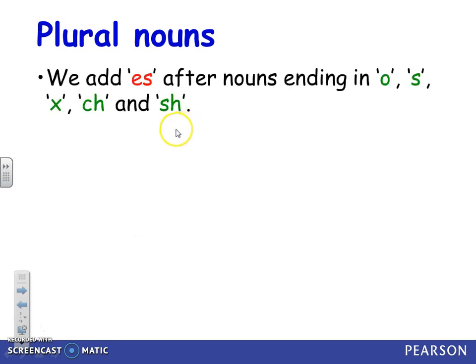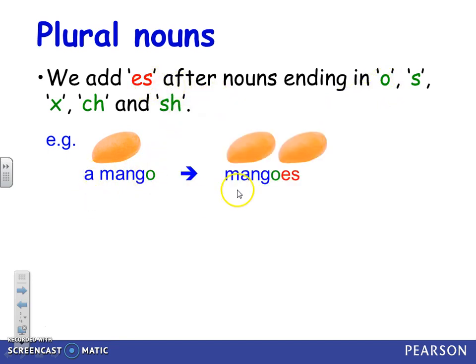But for some nouns, we need to add es. And we need to add es after the nouns that end with o, s, x, ch, and sh. So these are some special endings: o, s, x, ch, and sh. Then we need to add es. For example, a mango, because it ends with an o, when we want to make the plural, we need to add es, so it becomes mangoes.